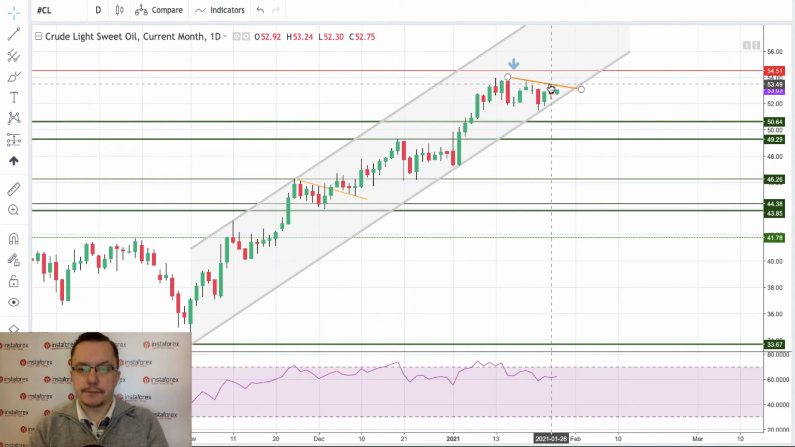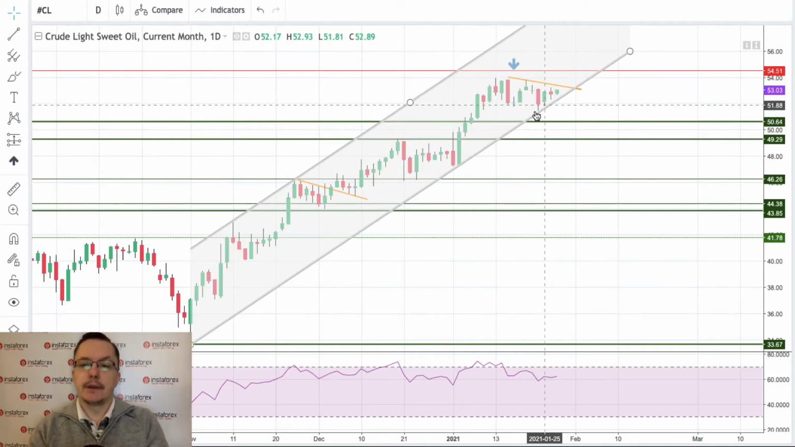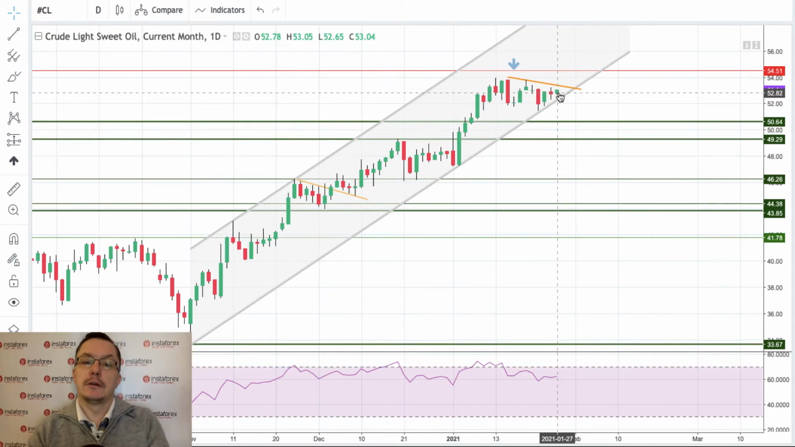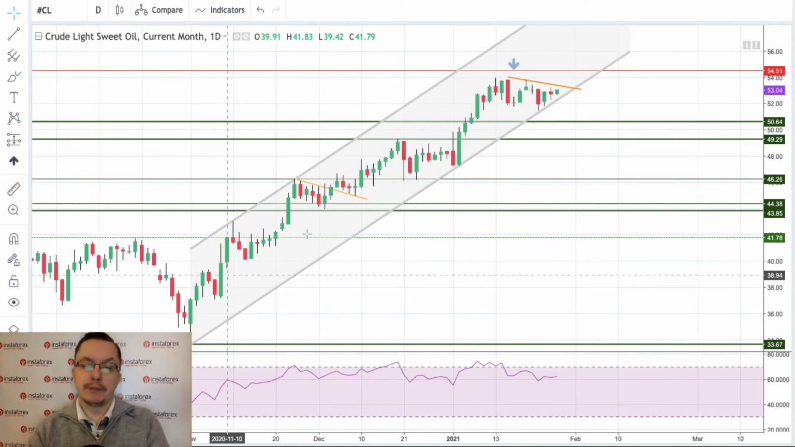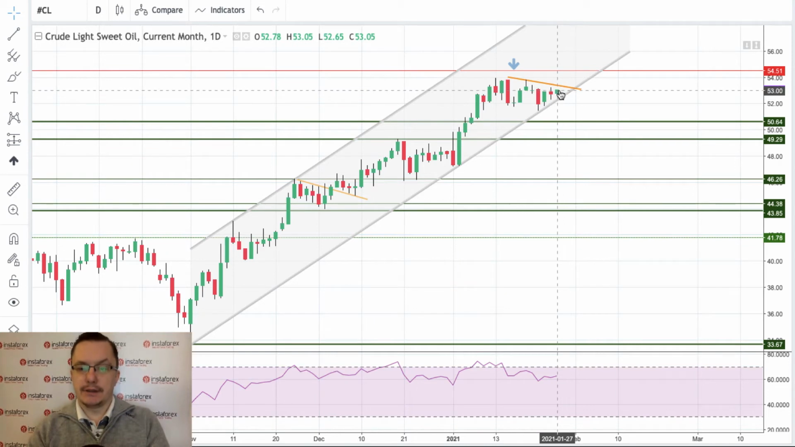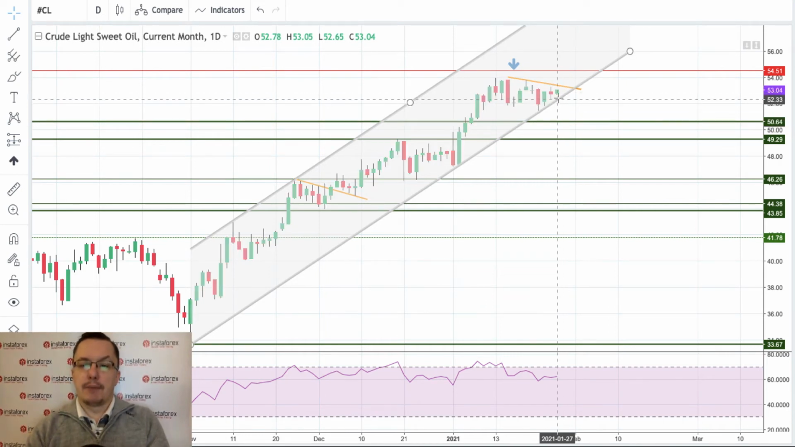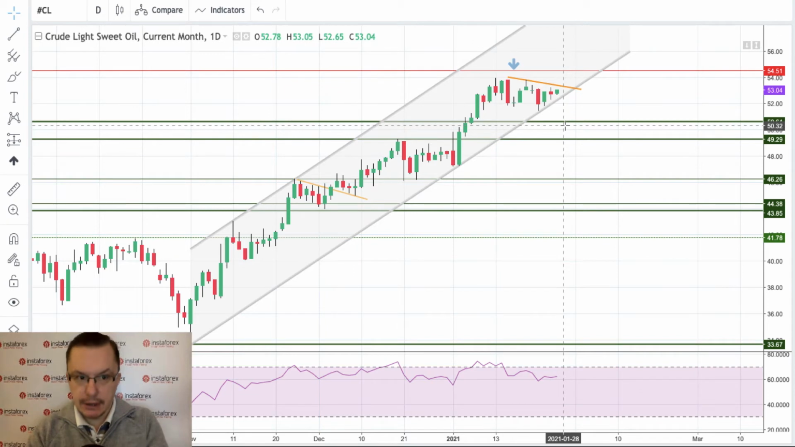But for now, as you can see, we are consolidating inside of this channel, but very, very close to the lower channel line. We got this situation before here, and then price bounced. The question is whether this day or tomorrow is the day for the bounce higher to keep this uptrend intact. Because if there is any breakout out of the channel, then 50.64 is the next target. Eventually, even 49.29 is the next target for bears, because those are two technical support levels for the crude oil.